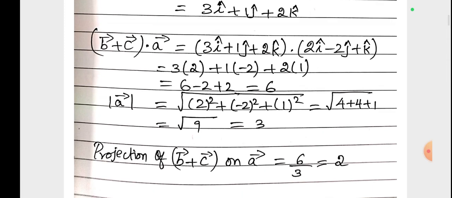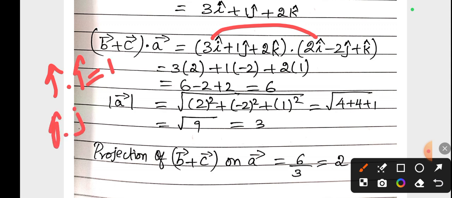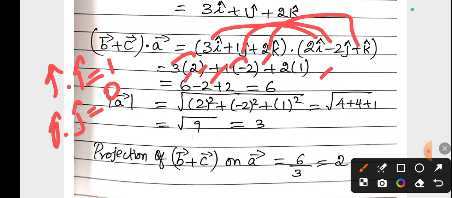So dot product we all know, children. What are we going to do? We are going to multiply 3 and 2. We know i cap dot i cap is 1, and we all know i cap dot j cap is 0. So i cap dot i cap, 3 twos are 6. Then 1 into minus 2, then plus 2 into 1. So 3 twos are 6, 1 into minus 2 is minus 2, then plus 2. Minus 2 plus 2 gets cancelled and it will be 6.